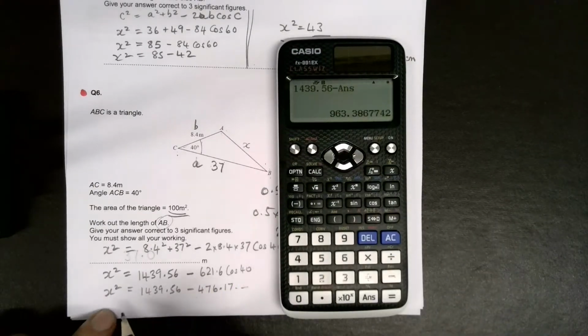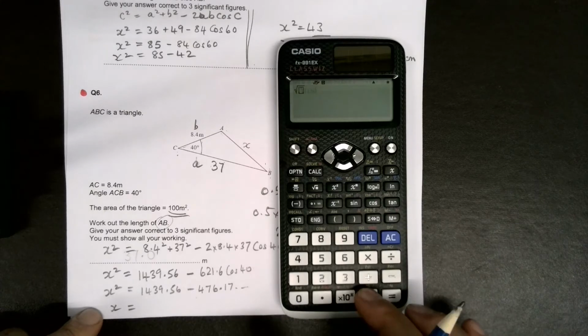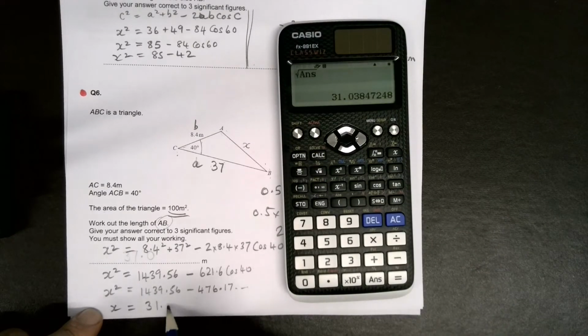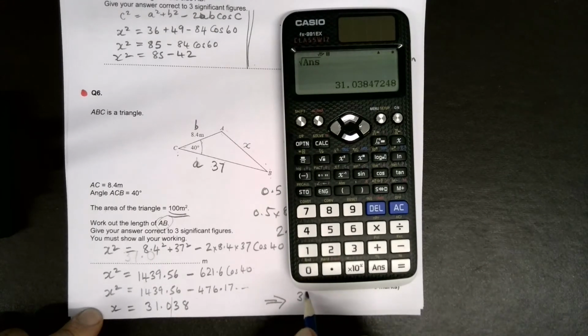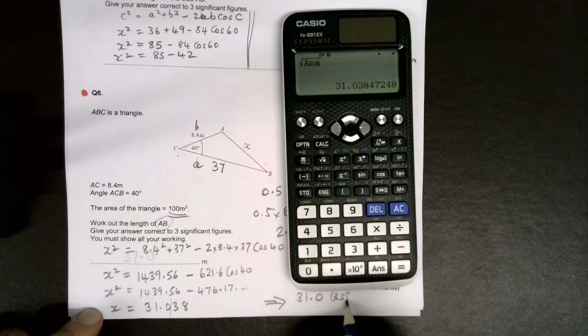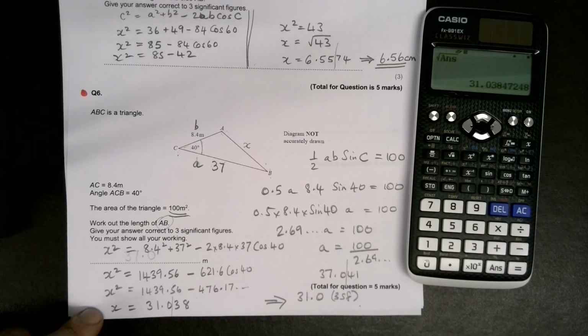And at that point, because I'm running out of space, I'm just going to square root that answer to give me my final number, which is 31.038, which again you can see rounds to the final answer of 31.0 to 3 significant figures. Quite an involved question, that one, but that's why it's 5 marks worth.